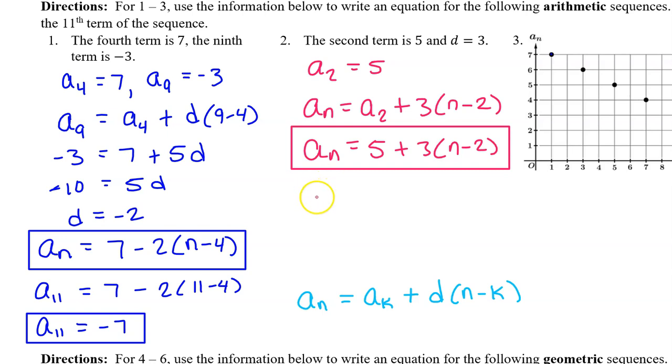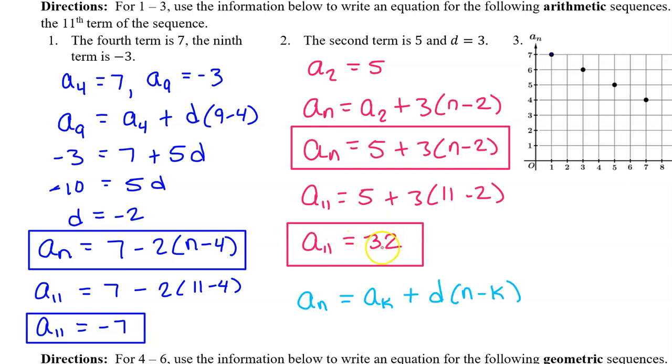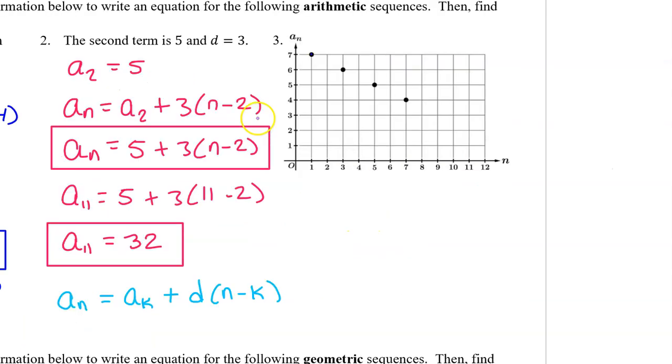Now we can go ahead and find a11, which will be 5 plus 3 times 11 minus 4... no, 11 minus 2. a11 works out to be 32. For number 3, we are given a graph. We can call this point right here a1 because of the 1 right here. And we can see that a1 is 7.